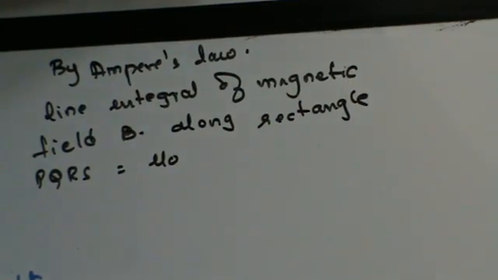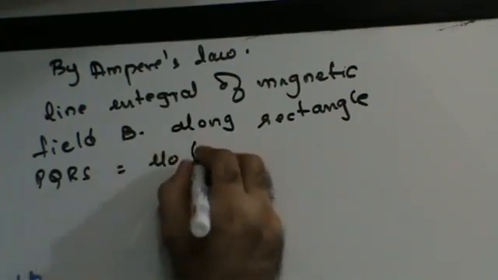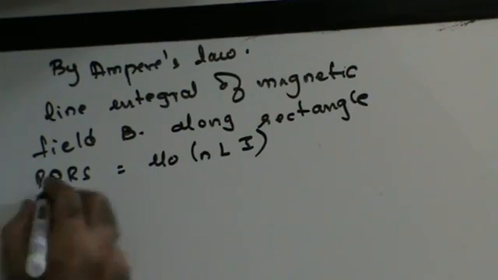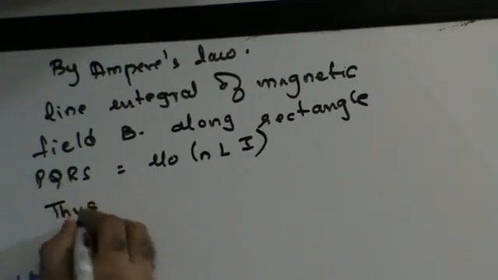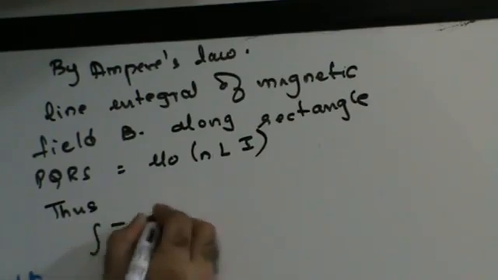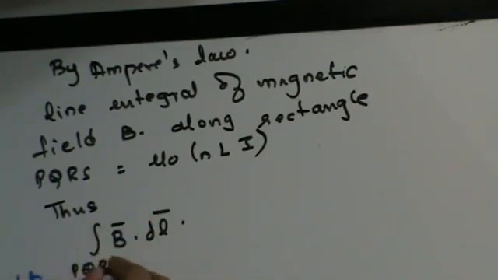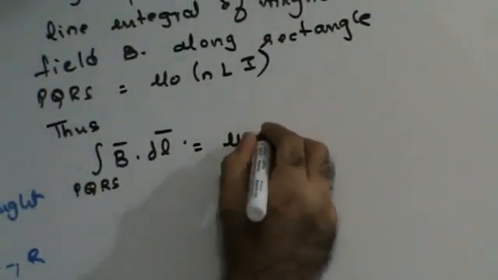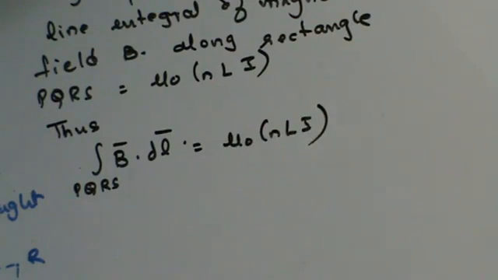Yesterday, or last lecture, we had seen this, that line integral is mu 0 times current. The total current we found out is nothing but N into L into I. So that is going to be my line integral. So I can say that thus line integral, integral of B vector dot dl for PQRS, is going to be equal to mu 0 NLI. This is going to be my line integral. Fine, do we get this in here?